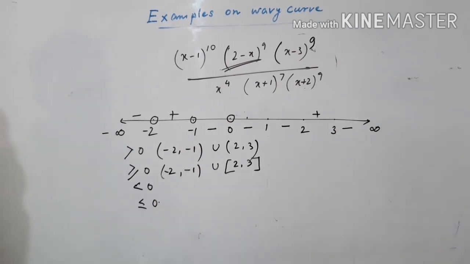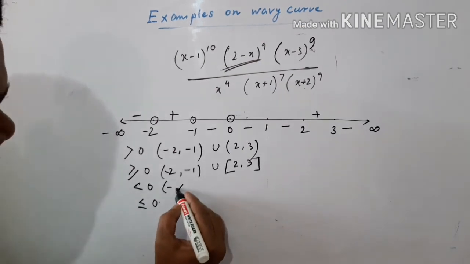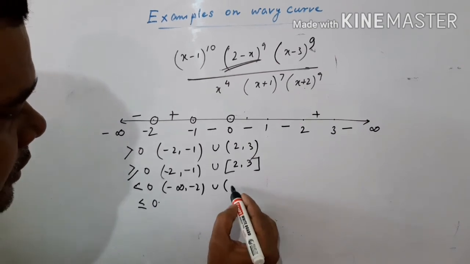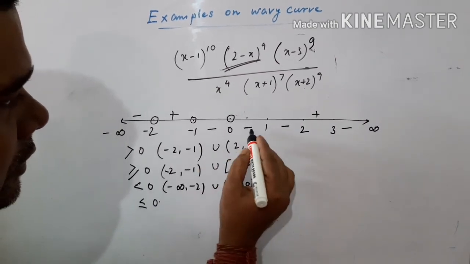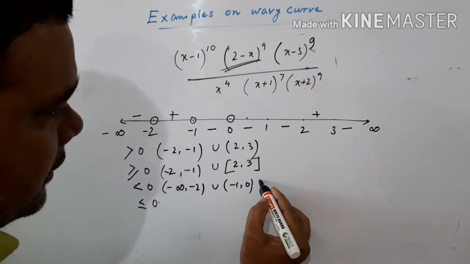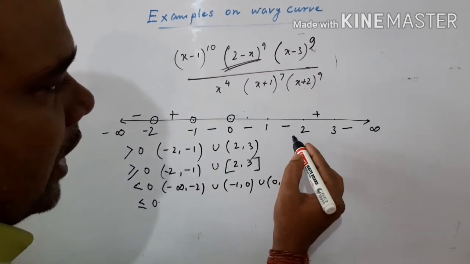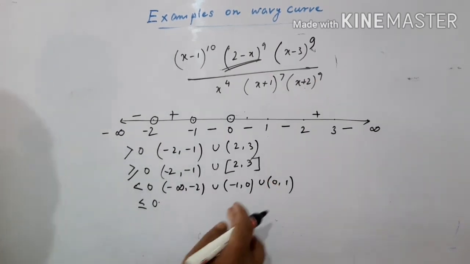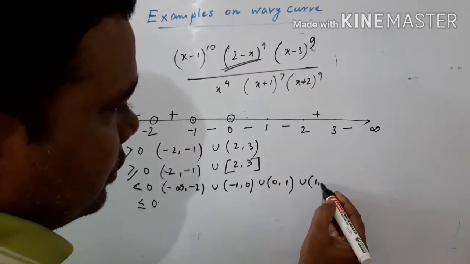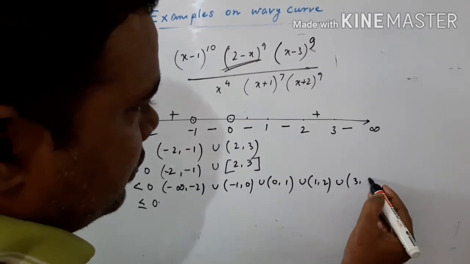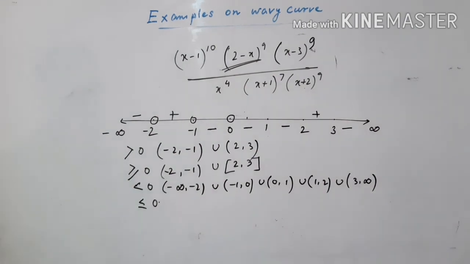Next, less than 0. See that where it's less than 0. Minus infinity to minus 2. Then minus 1 to 0. Then 0 to 1. Then 1 to 2. Now see that 0 to 1 and then 1 to 2. Clear? And then union 3 to infinity. So this is the case when it's less than 0.